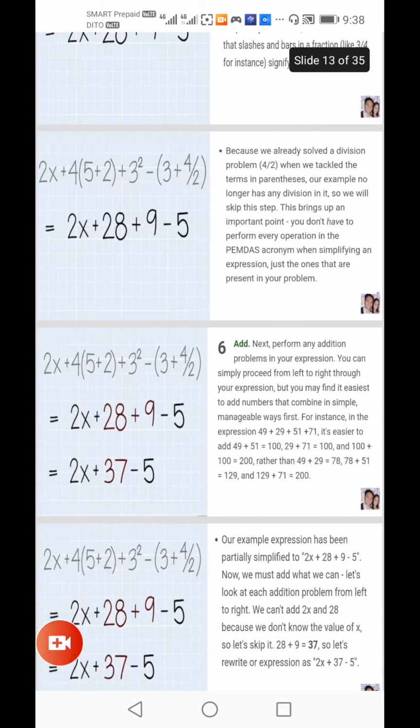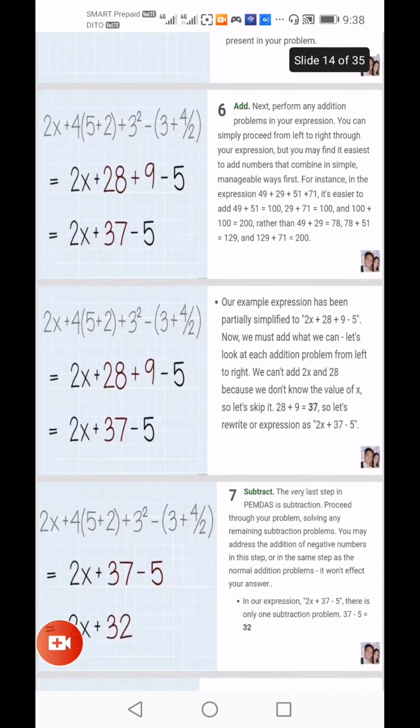Because we already solved a division problem, 4 over 2, when we tackle the terms in parentheses, our example no longer has a division in it, so we will skip this step. This brings up an important point. You don't have to perform every operation in the PEMDAS acronym when simplifying an expression, just the ones that are present in your problem.